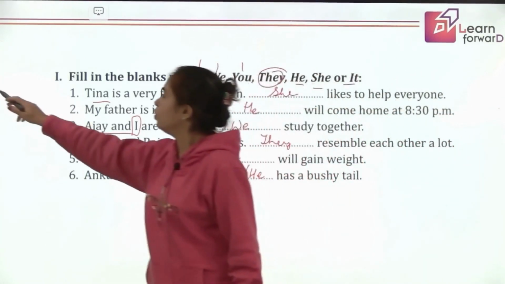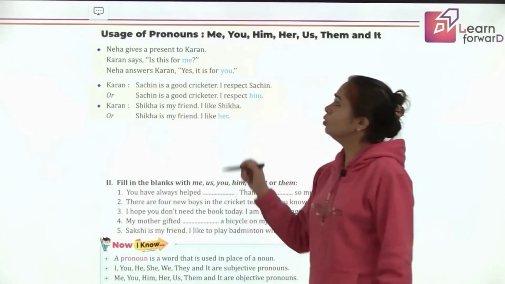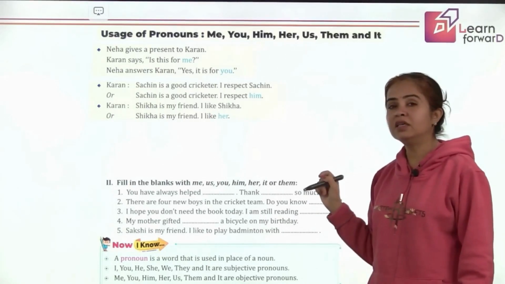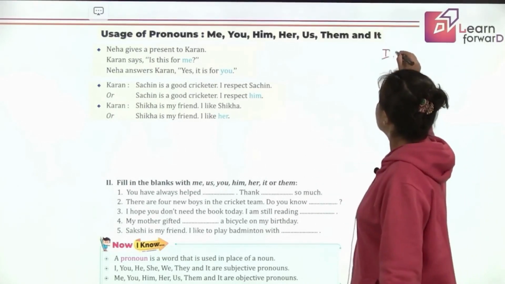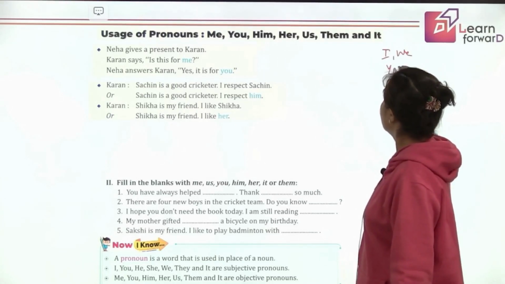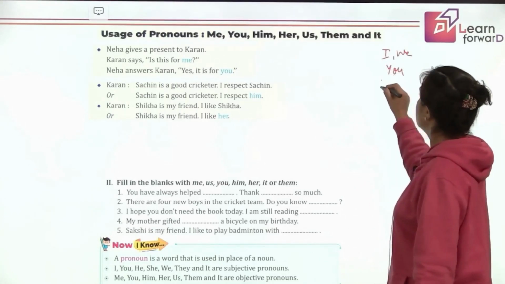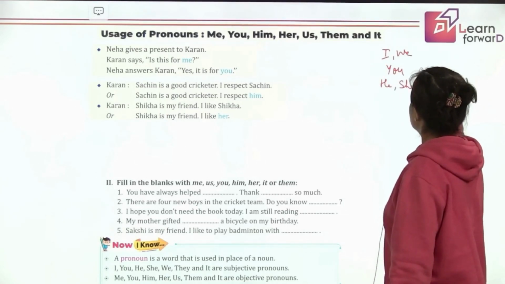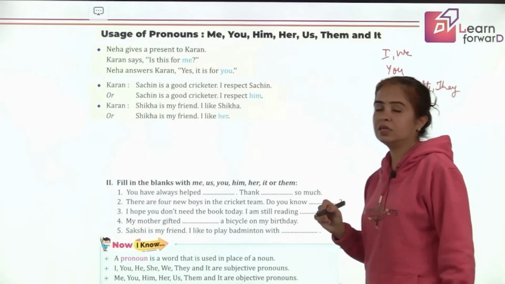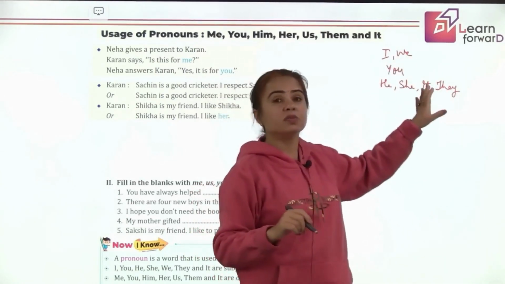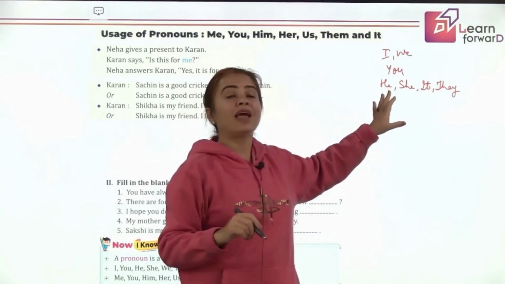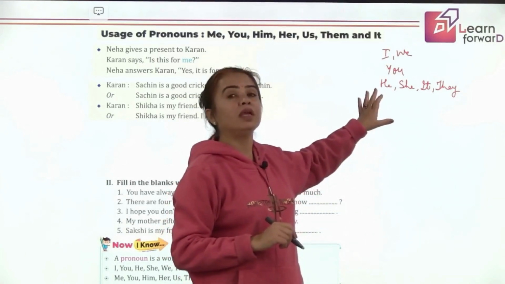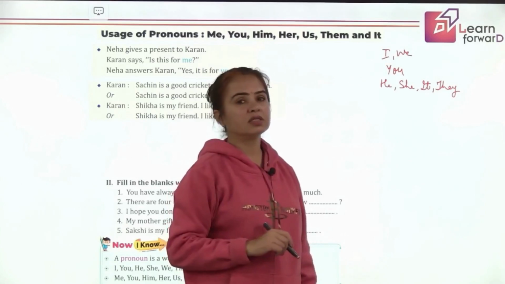So that was all. Let's learn about usage of some more pronouns. The pronouns we have learnt till now are I, we. Then we have learnt about you. Then we have also learnt about he, she, it, they. And students, what you noticed is when we were talking about these pronouns, we were using them as the subject of the sentence. That means they were the main concern of the sentence.